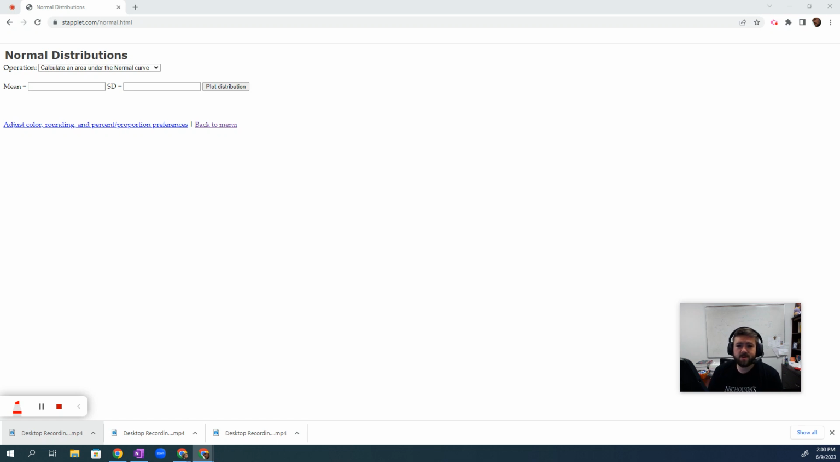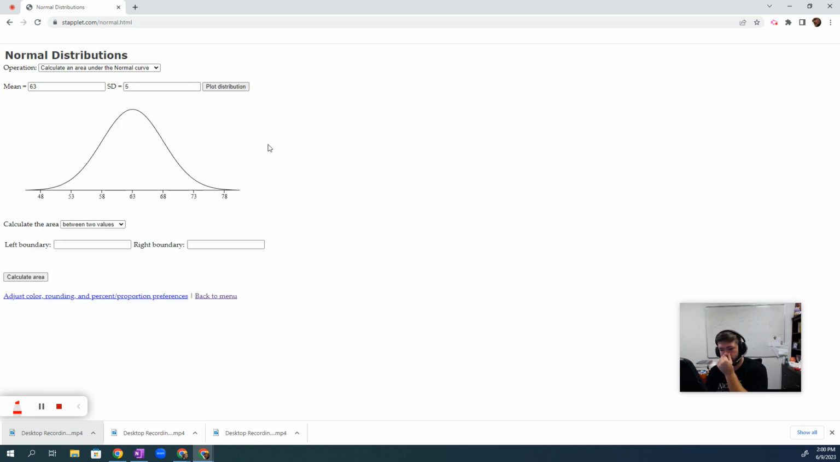We've got example 6.8. The final exam scores in a statistics class were normally distributed with a mean of 63 and a standard deviation of 5. Find the probability that a randomly selected student scored more than a 65 on the exam.